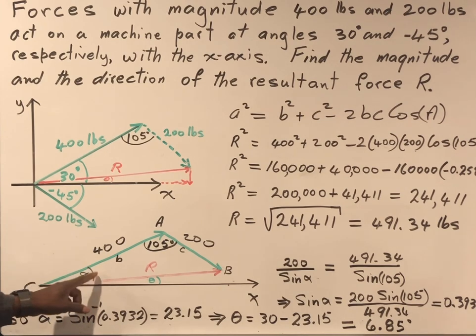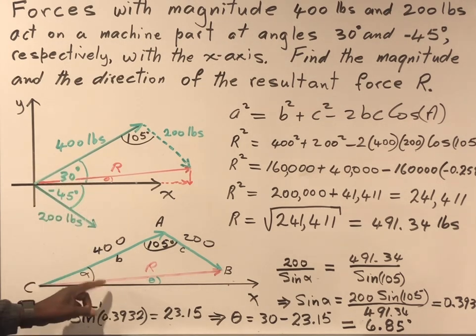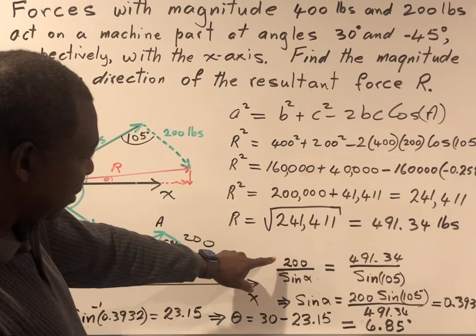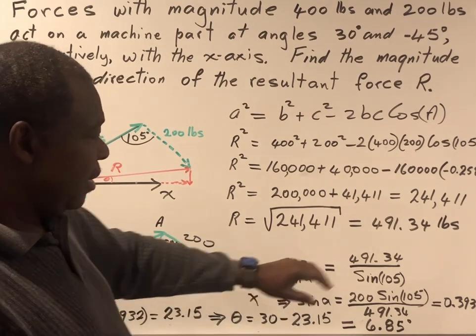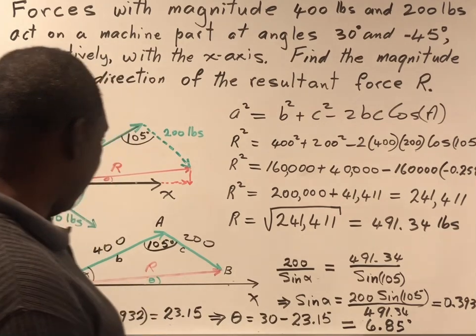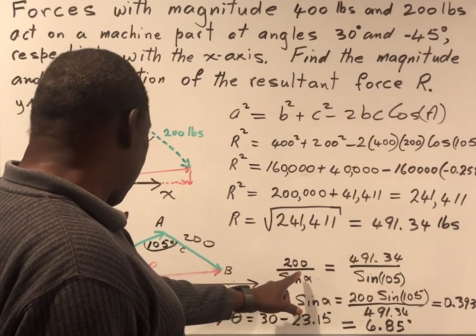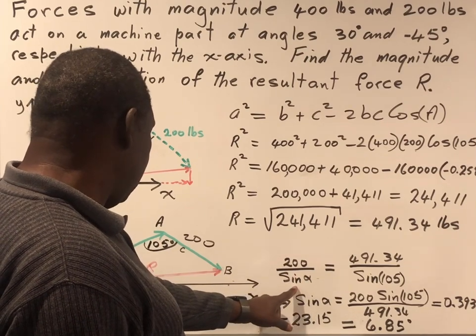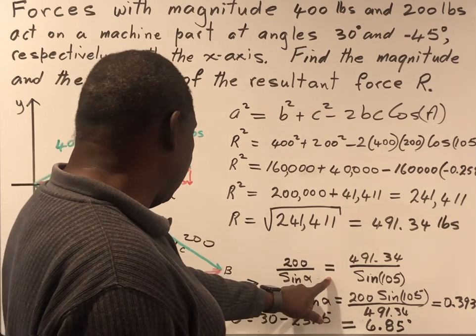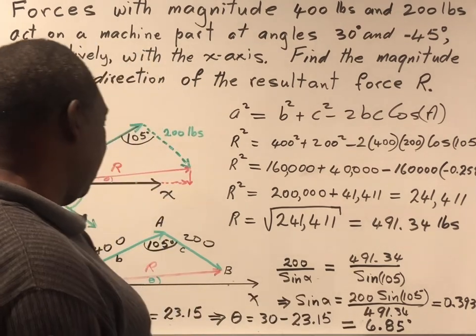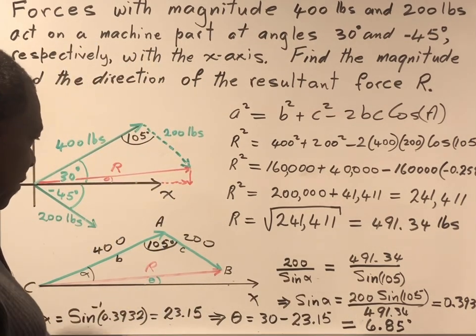And now for the angle theta, we are going to be finding alpha, that's this angle here, first. Since this angle is equal to 30 degrees, what we will do is subtract the value of alpha from 30 degrees in order to obtain theta. So we apply the law of sines. A over sine A is equal to B over sine B. So here we have 200 over sine alpha equal to 491.34 over the sine of 105 degrees.